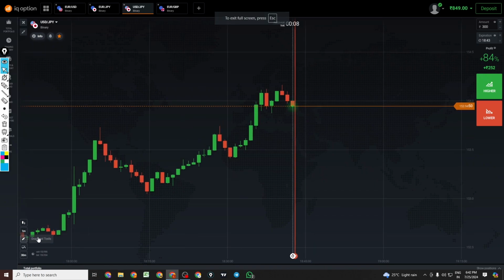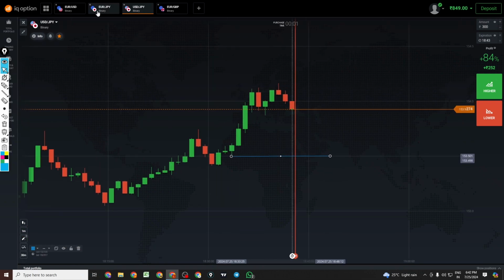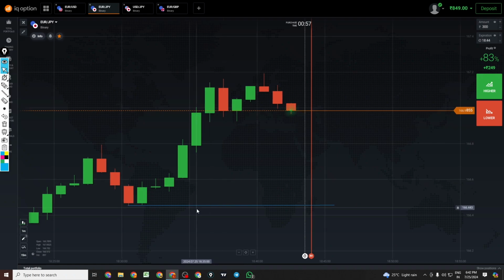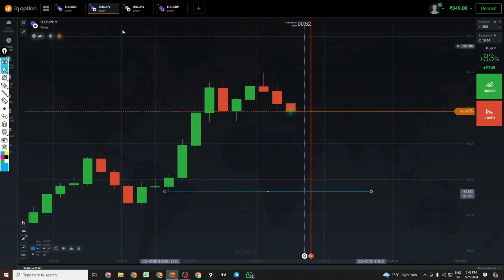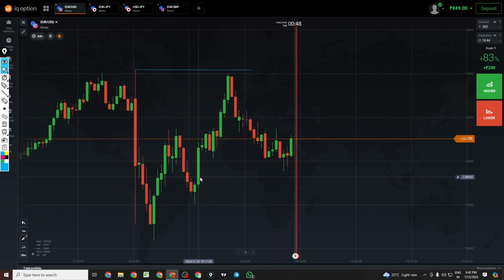The first pullback is here. This is the inducement level. If I get any entry points for call options, I will try to take a call option. In this also, here is the first pullback. I didn't want it. Same place, EUR/USD and the other pair were looking like the same chart, same candlesticks.